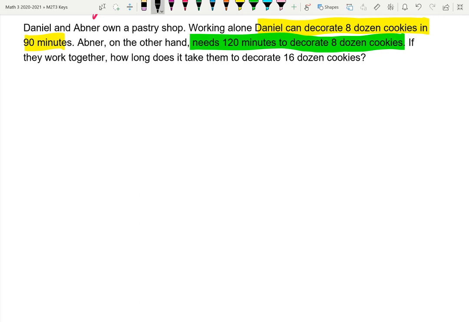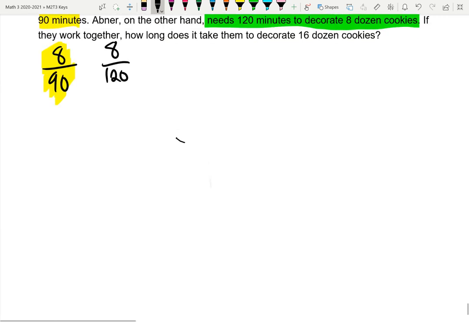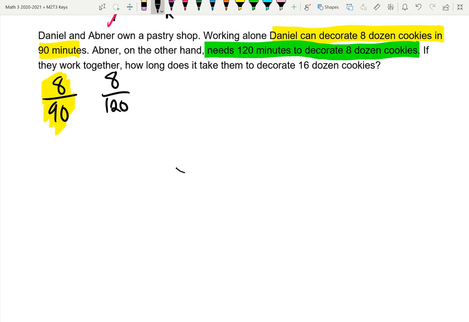So looking at it, you're like, oh, Daniel does 8 in 90 minutes. Abner, well, he does 8 in 120 minutes. And then together, how long does it take to decorate 16 cookies? So this is a little different. Notice how the numerators vary. This is 16 dozen cookies.